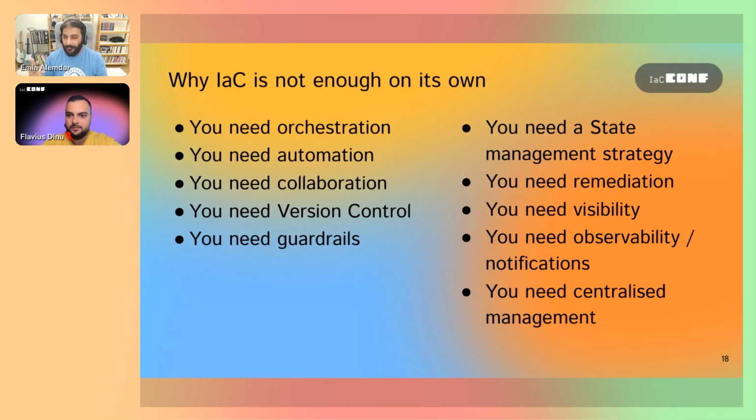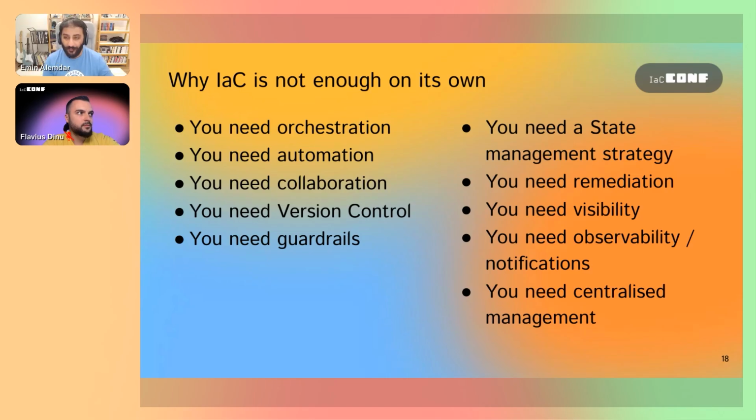So we also wanted to discuss why IaC is not enough on its own. So basically, how can you bring your IaC to the next level? For this, you actually need a lot of improvements over your IaC. So writing the code itself is not enough. You need orchestration around the deployments of your IaC. And of course, you need automation. And you need collaboration with your team members.